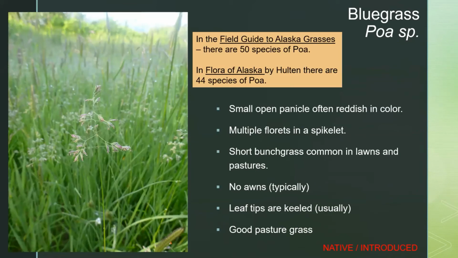Bluegrass is tough. I didn't go into identifying specific bluegrasses. It's got multiple florets in a spikelet, a small open panicle, sometimes reddish in color, no awns. That's kind of a good way. It's a short grass. Leaf tips are typically keeled, a good pasture grass. And if you're getting into identifying Poas, you're going to need a good dissecting scope and some time.